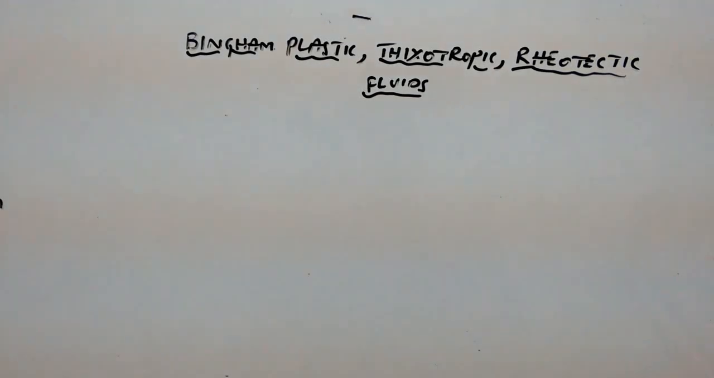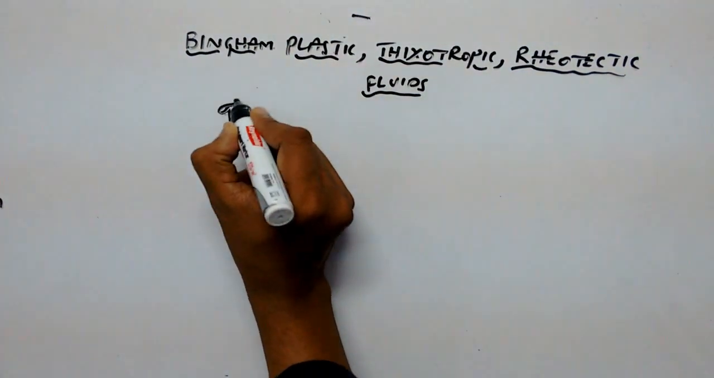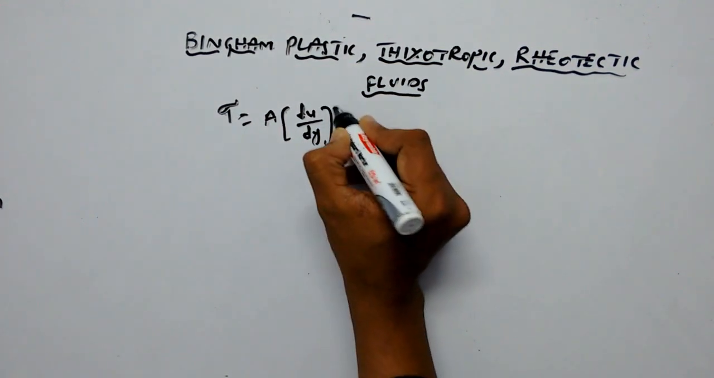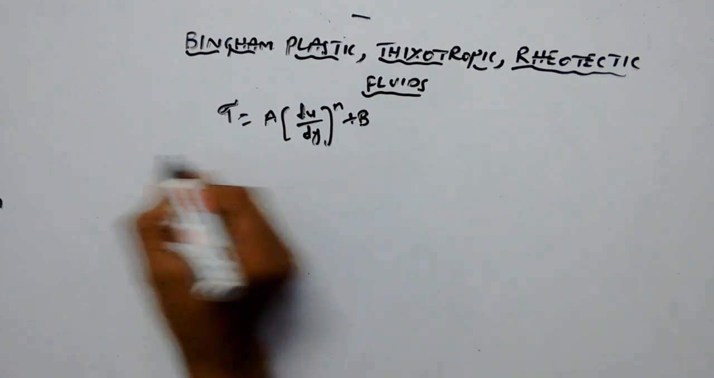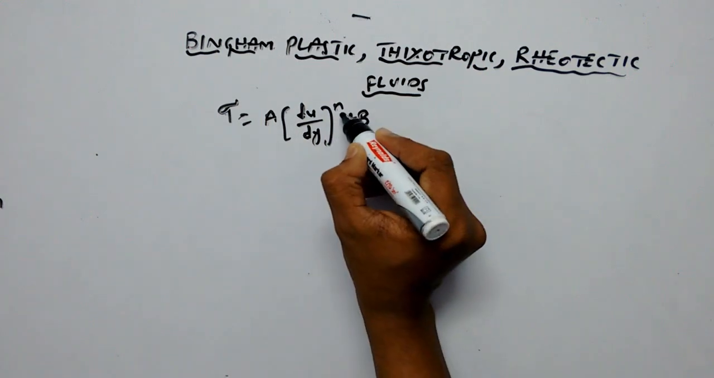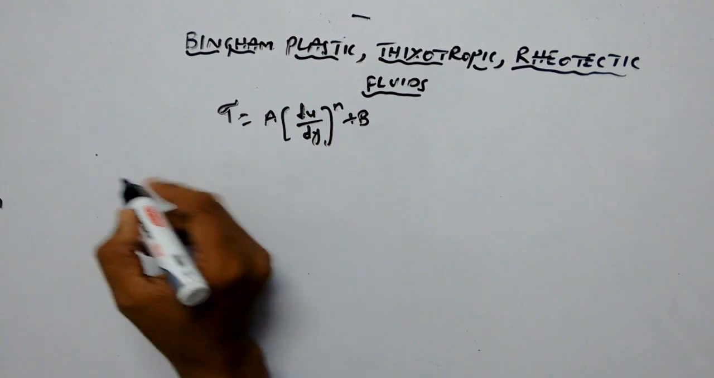In this video, I am going to discuss about Bingham plastic fluid, thixotropic fluid, rheotactic fluids. In the last video of fluid mechanics, I have discussed about non-Newtonian fluid. The generalized equation of non-Newtonian fluid is tau is equals to A into (du by dy) whole power n plus b. In the last video, I have discussed about the case number 1 and case number 2, that is, if n is greater than 1 and b is equals to 0, and n is less than 1 and b is equals to 0.